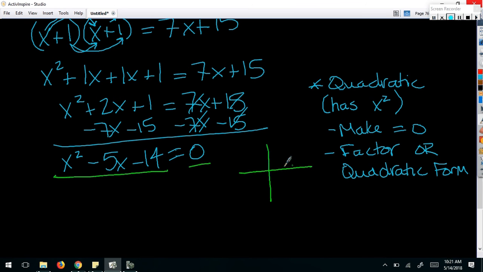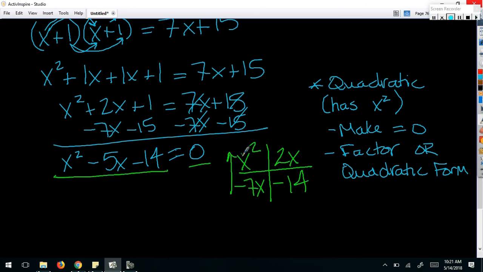This is going to be mixed signs. What two things multiply to negative 14x squared but add to negative 5? Negative 7 and positive 2. It is the foundation of Algebra 2, though. Everything comes back to that. They have to have an x. All right, let's go up.